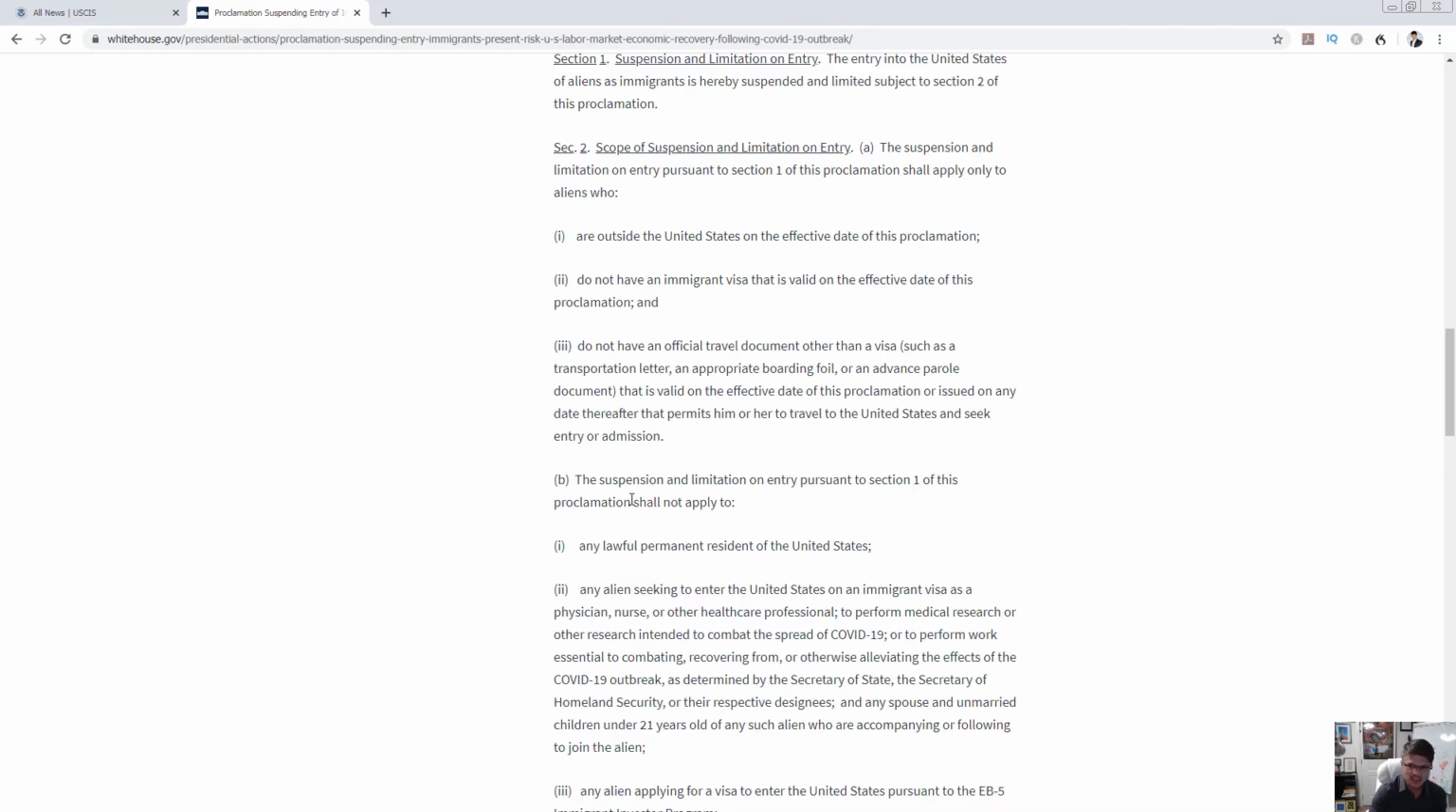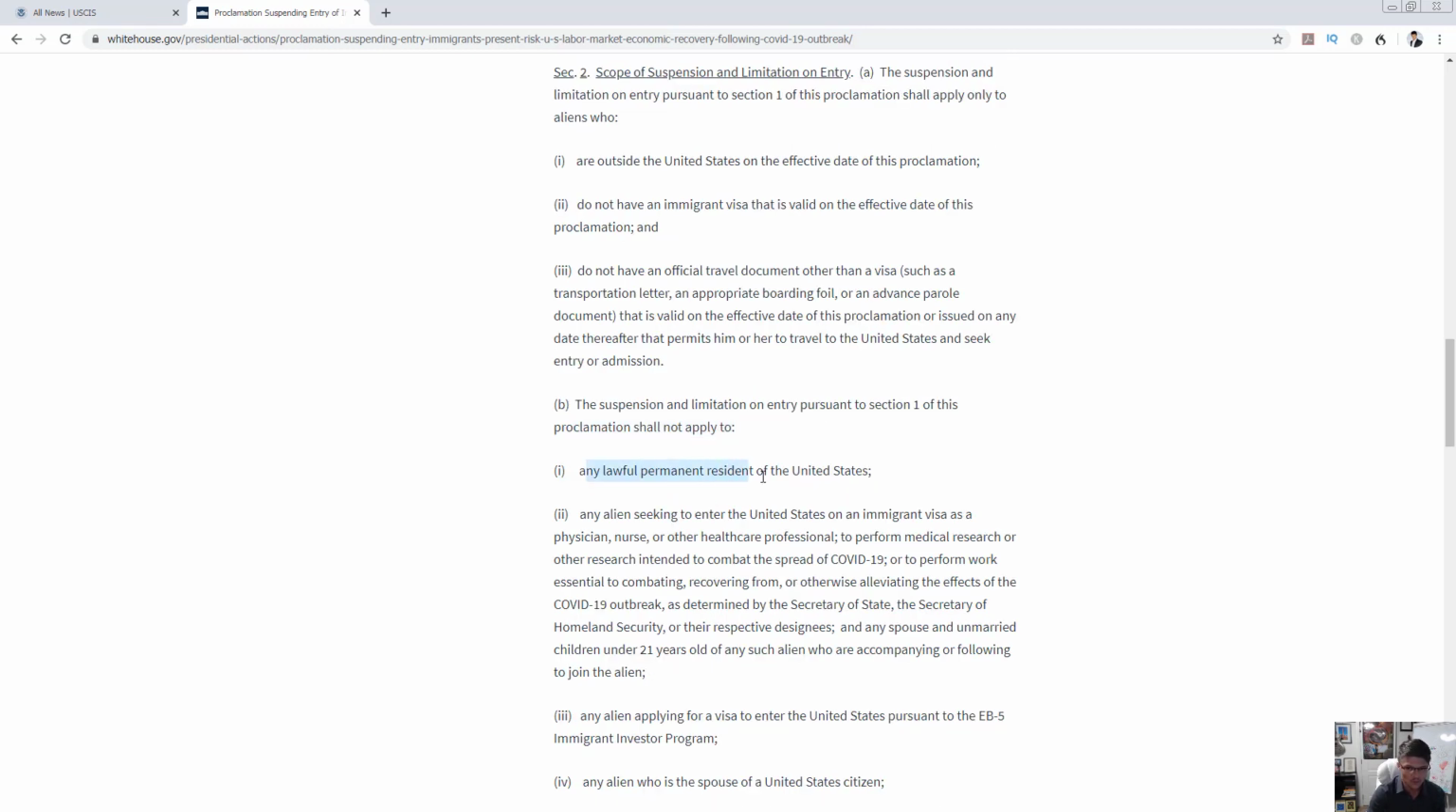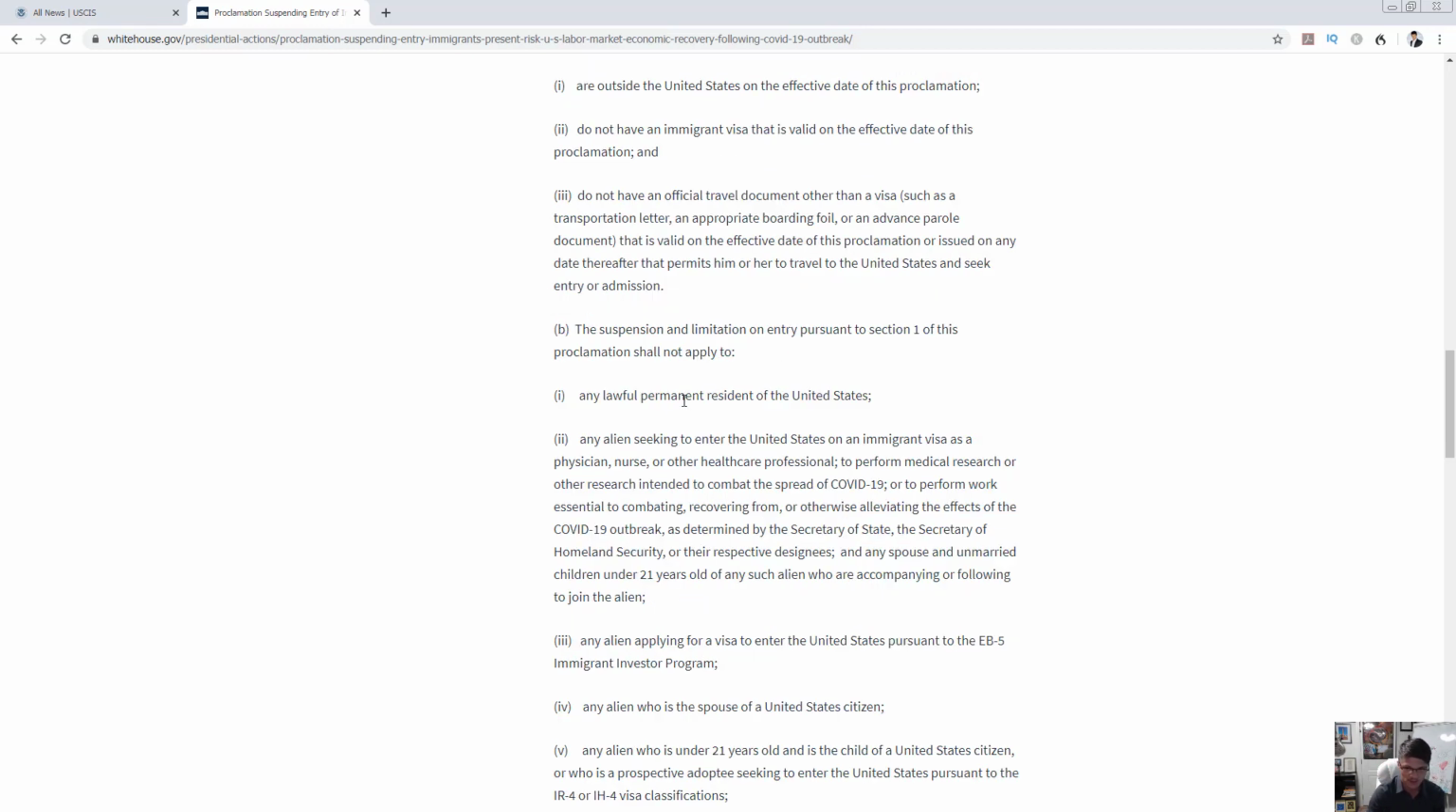Now, the suspension and limitation on entry pursuant to Section 1 of this proclamation shall not apply to any lawful permanent resident of the United States. So if you already have your green card, your permanent residence, and you are outside of the United States and you're seeking entry into the United States, this proclamation does not apply to you. Nothing to worry about.